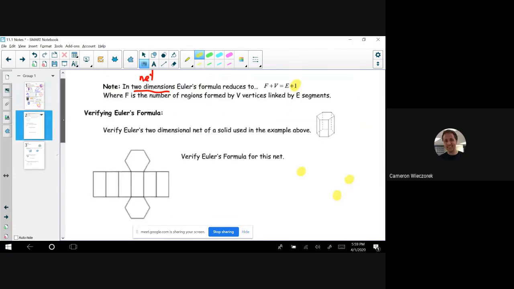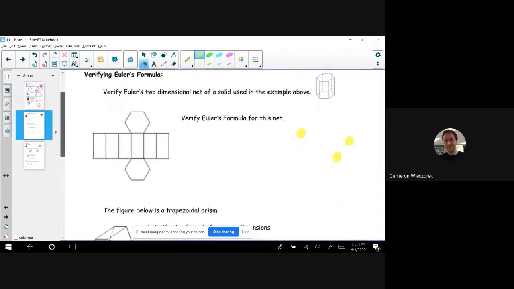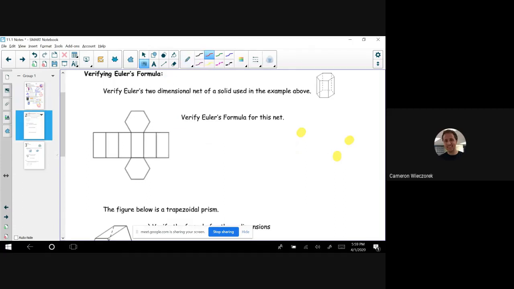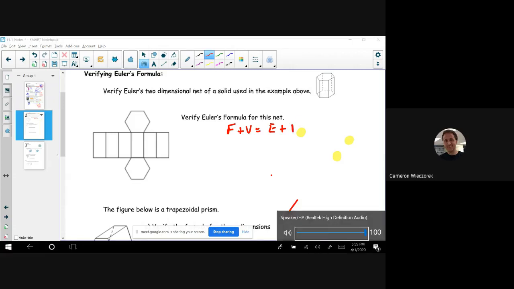So for example, there's the same prism we just looked at. Here's the net diagram unfolded. You can see the 2 hexagons and you can see the 6 rectangles if you were to unfold that shape. So I want to verify that this works. Verify means I'm plugging in for everything. So I'm going to confirm that F plus V is equal to E plus, I'm going to use 1 because I'm looking at the net diagram. That's why I'm not using plus 2.